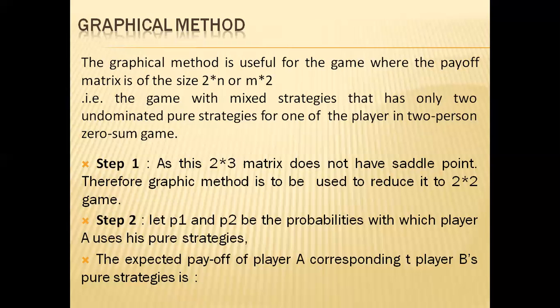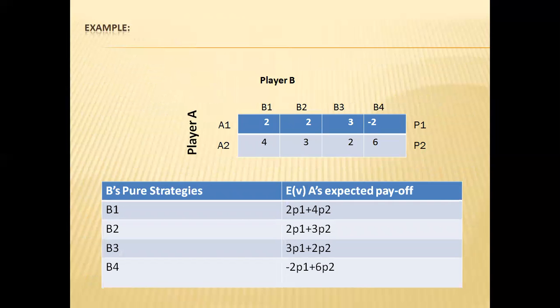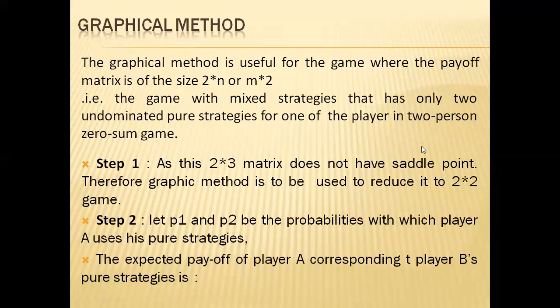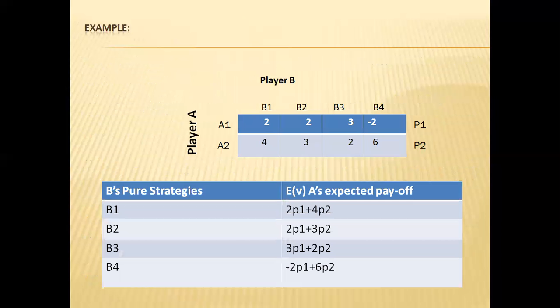That has been specified in step number 2: let p1 and p2 be the probabilities with which player A uses his pure strategies, and the expected payoff of player A corresponding to player B's pure strategies is specified in the general table or column. Considering a simple example, player A has two rows, and the probabilities of playing against player B are P1 and P2, as indicated here. Those are the pure strategies, and the payoff matrix generated against player B has B1, B2, B3, and B4.